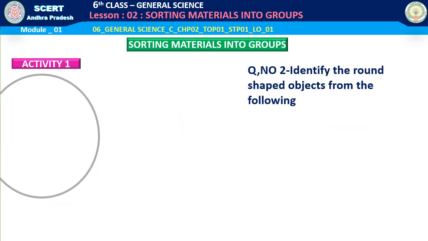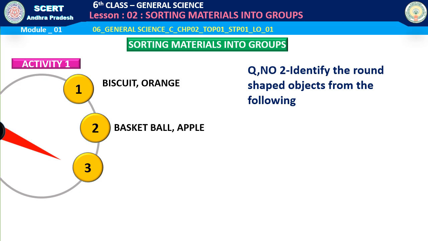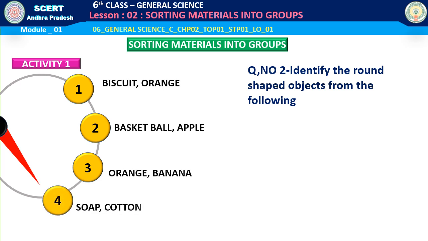Identify the round shaped objects from the following. Option 1, biscuit and orange. Option 2, basketball, apple. Option 3, orange and banana. Option 4, soap and cotton. Children, can you guess the answer? Here, round shaped objects are basketball and apple. So 2 is the correct answer.